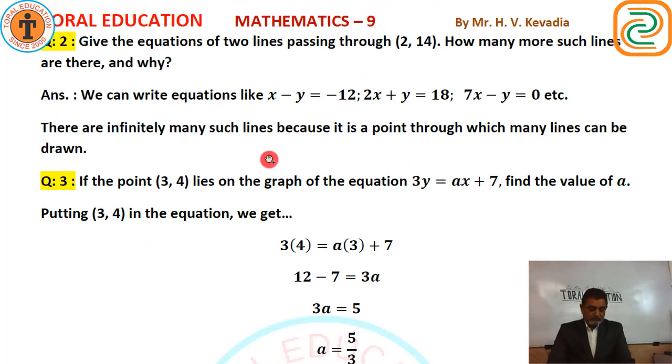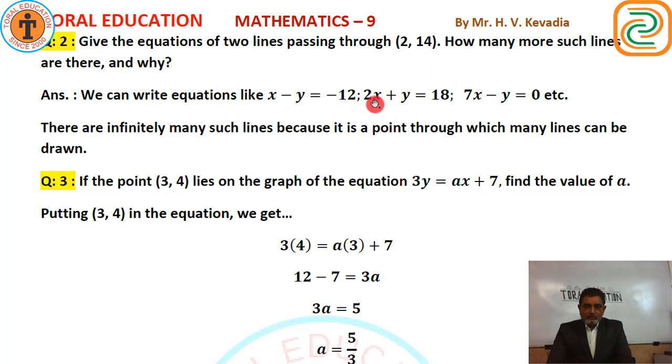Now question number 2. Give the equation of 2 lines passing through (2, 14). How many more such lines are there and why? We can write equations like x minus y equals minus 2. Why? Look, x equals 2, put here 2. y equals 14, put here 14. 2 minus 14, what will we get? Minus 12. So this is our equation which gets solution like (2, 14).